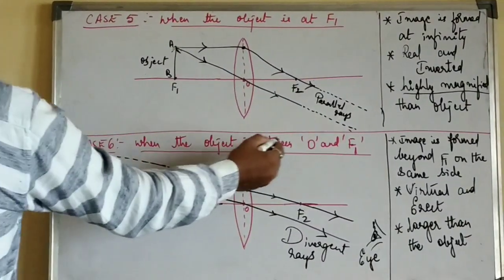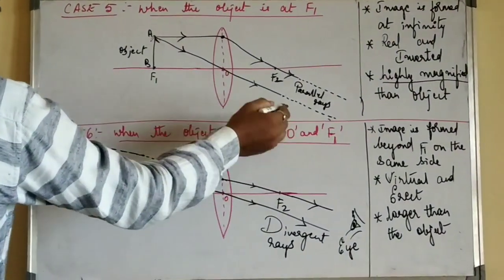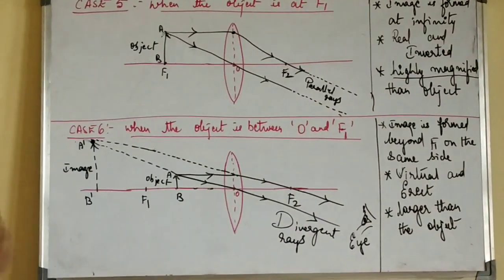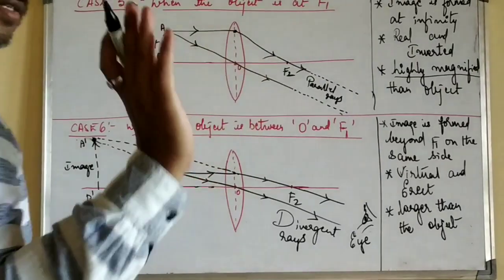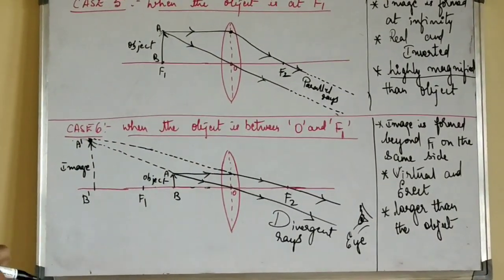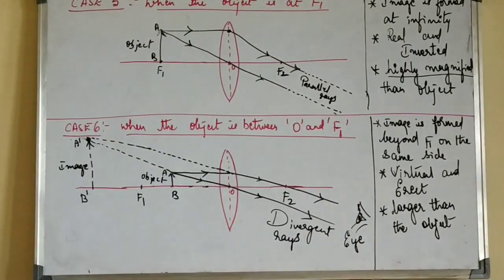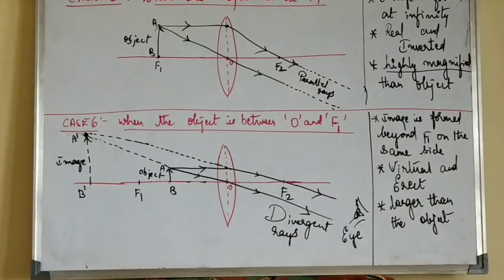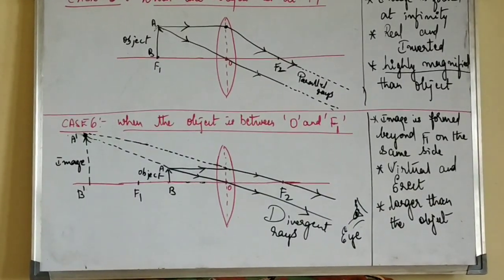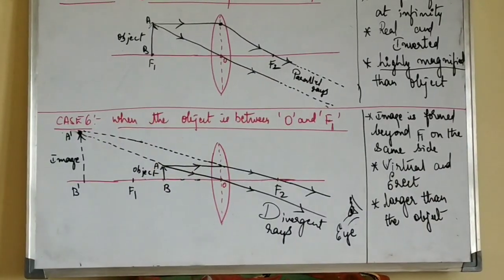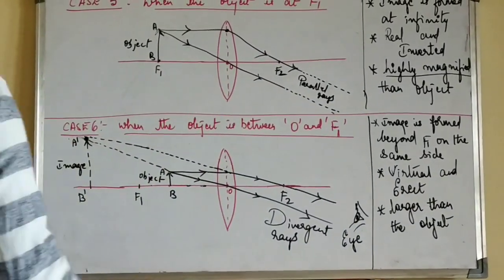When the object is between O, O means optical center, and first principal focus. Now, very important, the case 6. Just make a comparison to all the cases of the concave mirror. You will come to know. Okay. In concave mirror, the case 6 was the speciality, right? Because you have got a virtual and erect image. So, here also the same thing, but the side is different. Also, you have to go through the rules now.